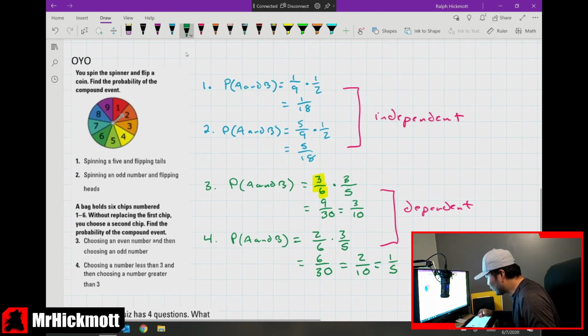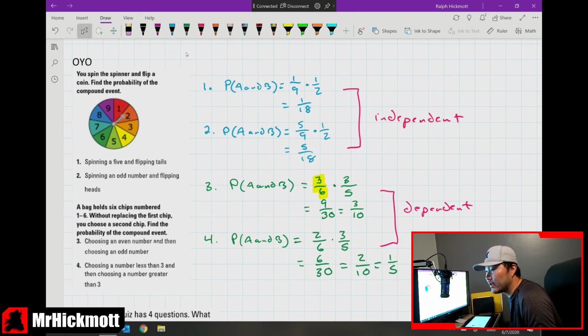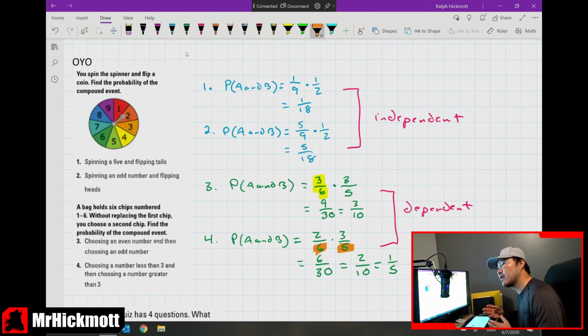So don't make that mistake I just made, but the key thing is that for dependent events, you're going to notice that the denominator actually changes. The total possible number of outcomes ends up lowering because you're not replacing something, or something happened in the previous event that changes that.